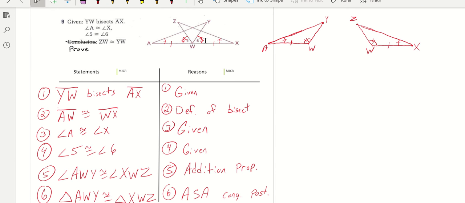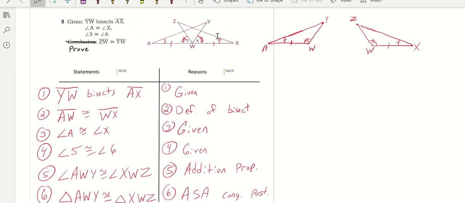And angle 6 doesn't make up the entire angle for XWZ right here where my cursor is. It makes up part of it. But AWY, right here where my cursor is, and XWZ, those two angles share angle ZWY. They share the same angle. So that angle ZWY makes up part of AWY and XWZ.